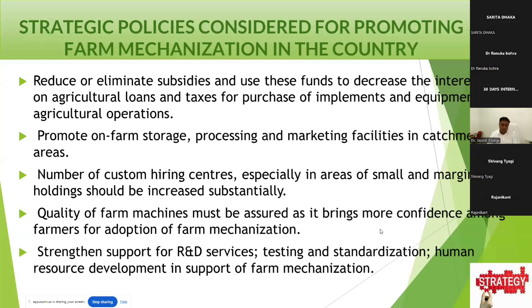Another solution is that we should strengthen the rural infrastructure and transport facility. Whatever product is produced by the farmer, that commodity should reach the market well within time. For that, we should strengthen our rural infrastructure and give quality transport facilities to the farmers.